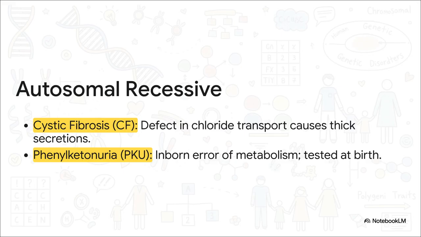First, cystic fibrosis. That's a defect in a chloride channel, which leads to that trademark thick mucus and secretions. And then there's phenylketonuria, or PKU. It's an inborn error of metabolism. And this is a fantastic example of modern medicine in action because we test every single newborn for PKU. Why? Because if we catch it early and put them on a special diet, we can completely prevent severe brain damage.